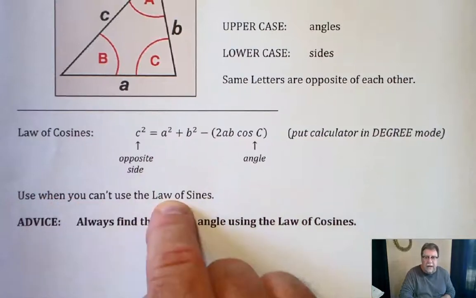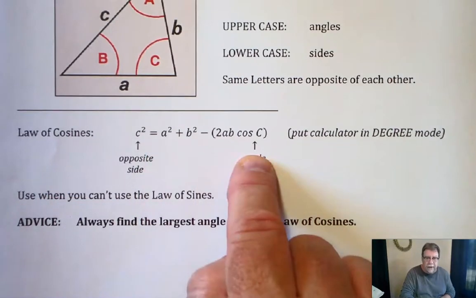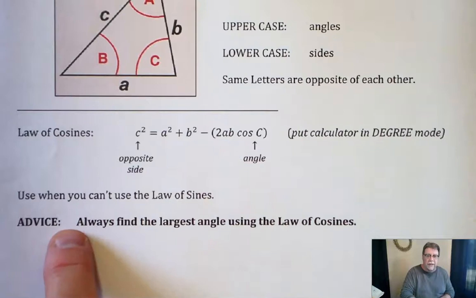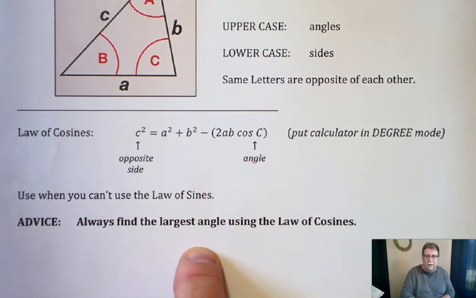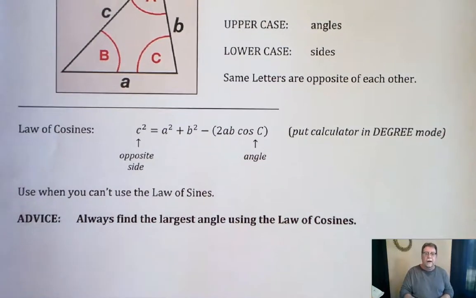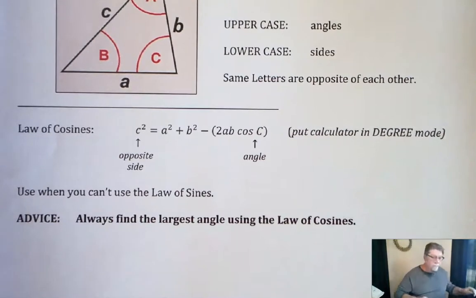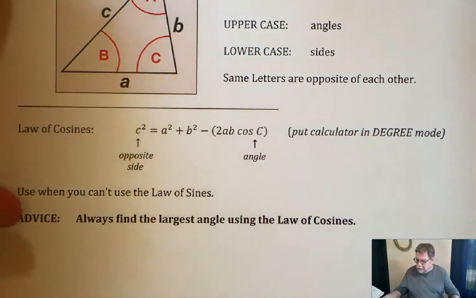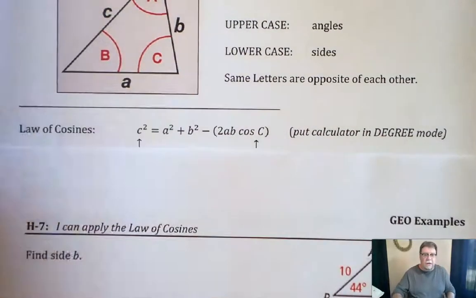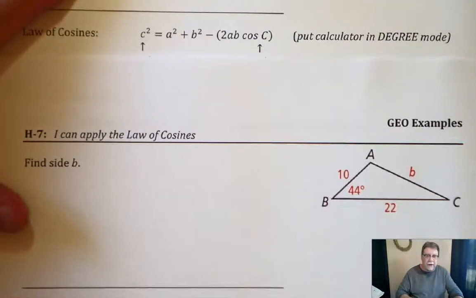When you can't use the law of sines, use this one, all right? Also, piece of advice, always find the largest angle using the law of cosines. So if you have a larger angle, do that first. It will be helpful. All right, let's take a look at a couple of examples, and we'll use the law of cosines here.